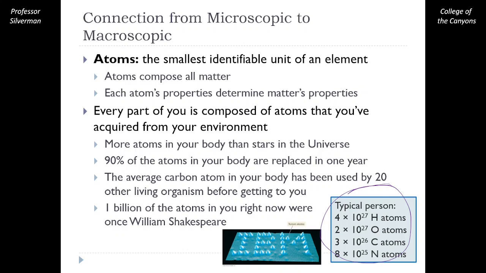These atoms are coming in and going out of your body, being exchanged with the environment around you. Some fun facts here: about 90% of the atoms in your body are replaced every year on average. And on average, the carbon atoms in your body have been used by 20 other organisms before you. So statistically speaking, approximately 1 billion of the atoms in you right now were probably once part of William Shakespeare, for example.